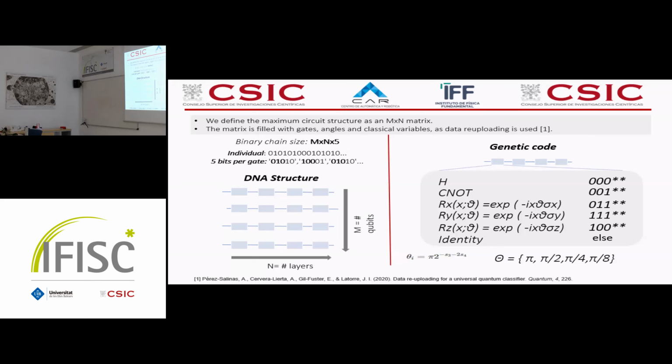Exactly. One string is just a quantum circuit that can be a unitary or something like this, and with the fitness function, you evaluate it for a task and see if it works or not, and then iterate again until you get the best quantum circuits for your case.